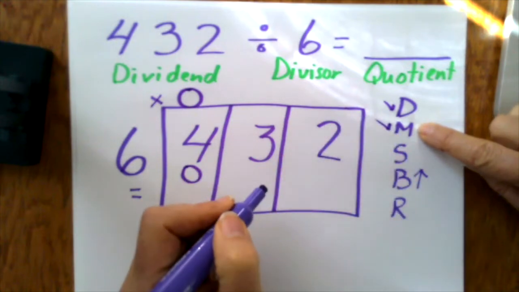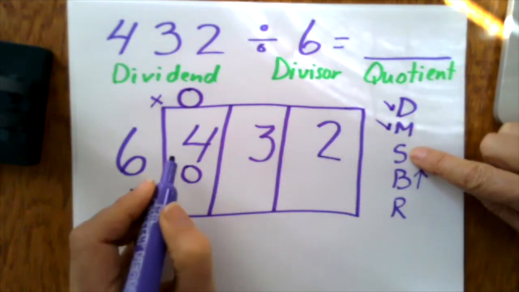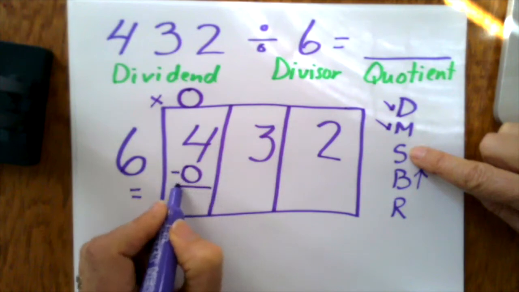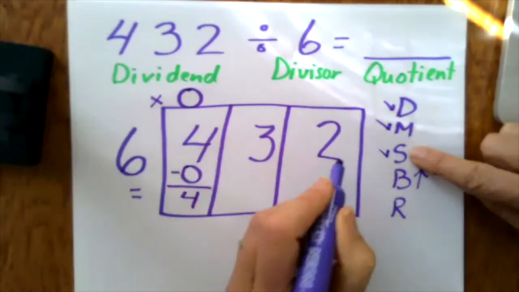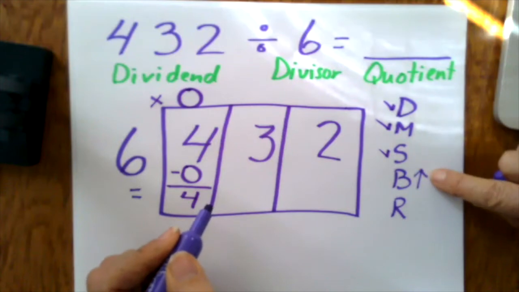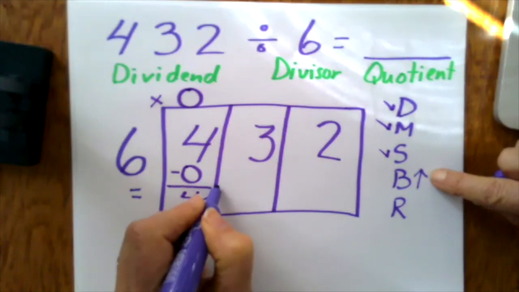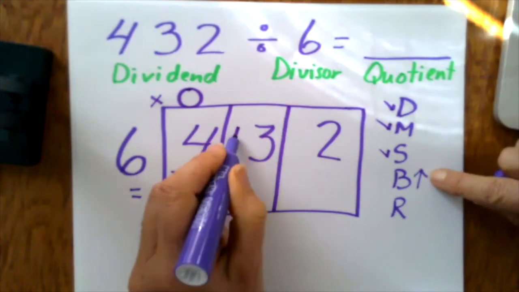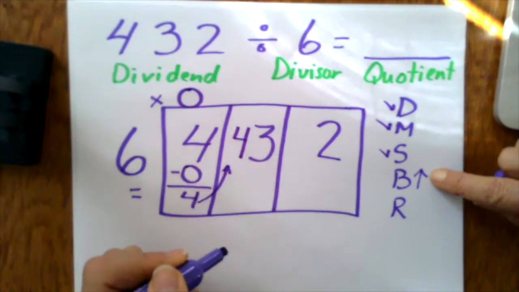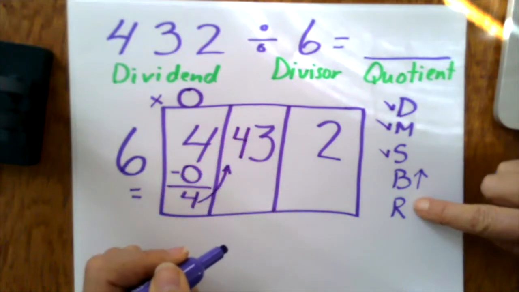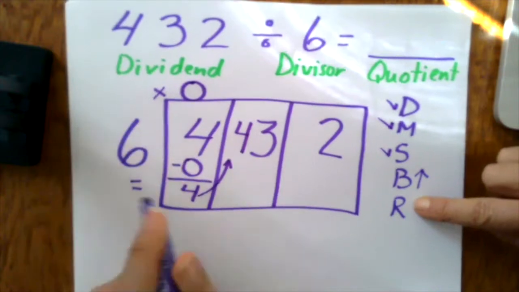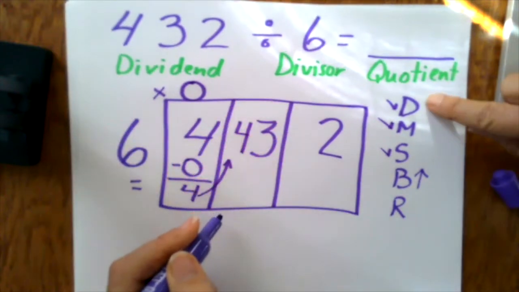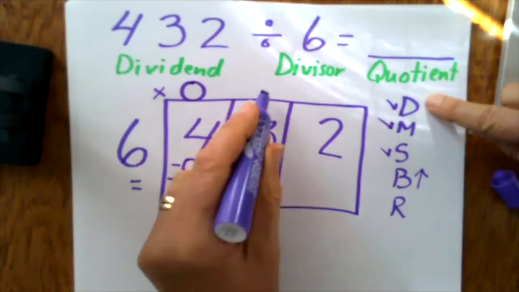Check. Then it says I need to subtract. So I'm going to subtract. 4 take away 0 is 4. Check. And now it says I need to bring up. So I'm going to take this 4 and bring it up to the next column here. And then I'm just going to repeat the steps I just did, but instead of being in the first column, I'm going to be in the second column. So I'm going to go all the way up, and I'm going to start here.